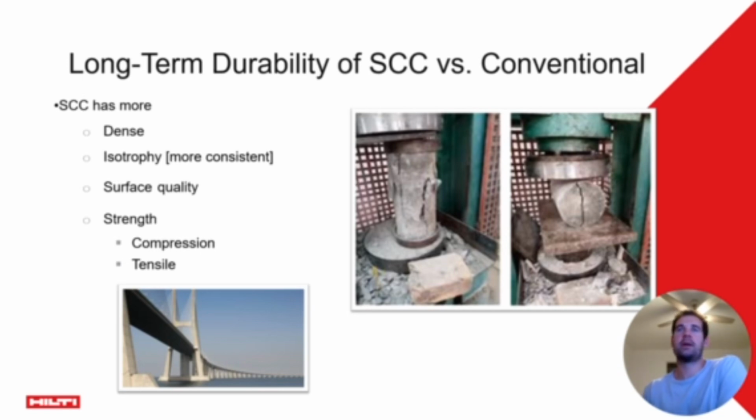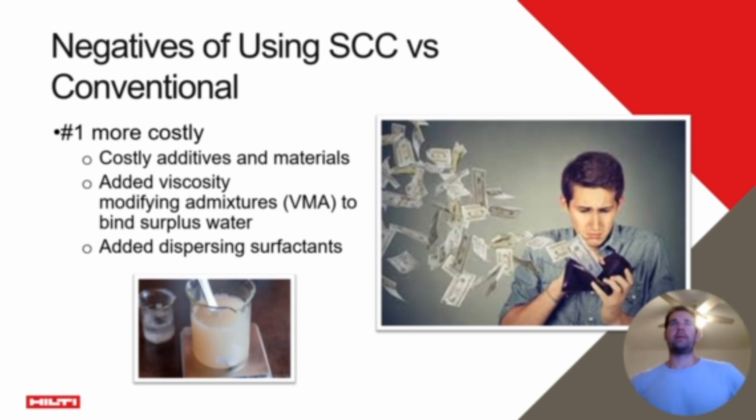You can see compressive strength testing to the right here. Tensile strength is going to be the opposite, right? Pulling up and down on the concrete. And then we'll move on to the negatives of using SCC versus conventional. Obviously, we spoke a lot about the pros. There's also quite a few cons out there actually too.